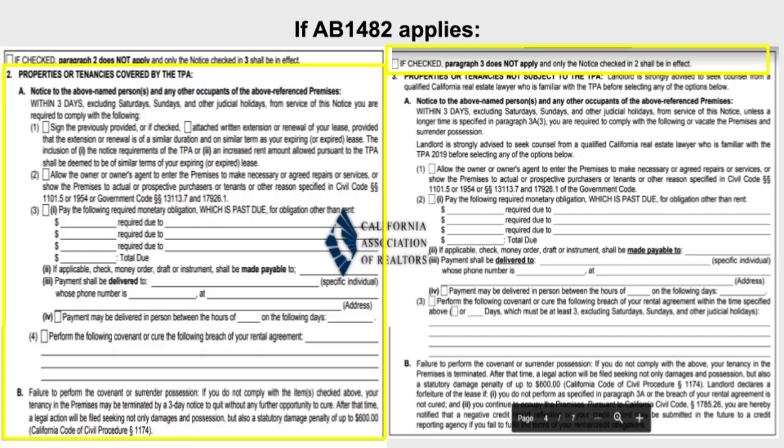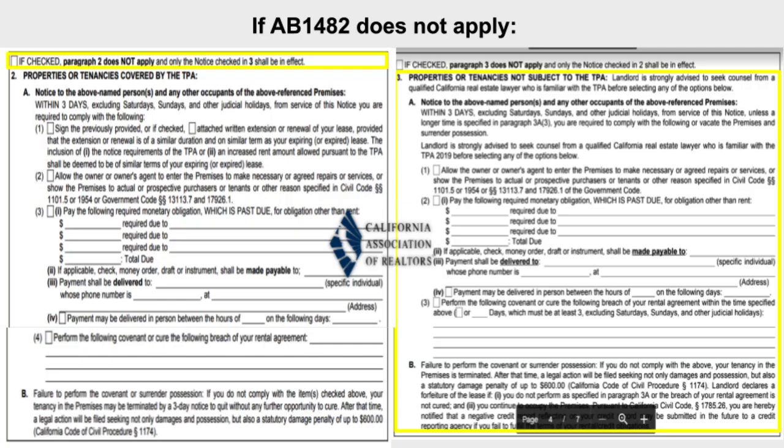If 1482 applies, then you fill out paragraph 2 and check the box in paragraph 3. If the tenant does not comply with the 3-day notice and AB 1482 applies to your property, then you must also serve a 3-day notice to quit before you can file with the courts. If your property is exempt from AB 1482, then you need to check the box in paragraph 2 and fill out paragraph 3. You are also exempt from having to serve a second 3-day notice to quit, and you can now file with the courts.